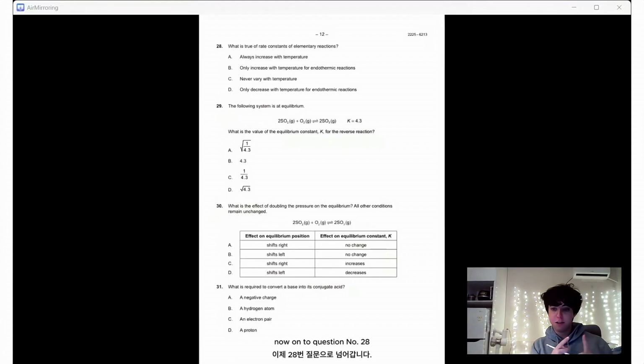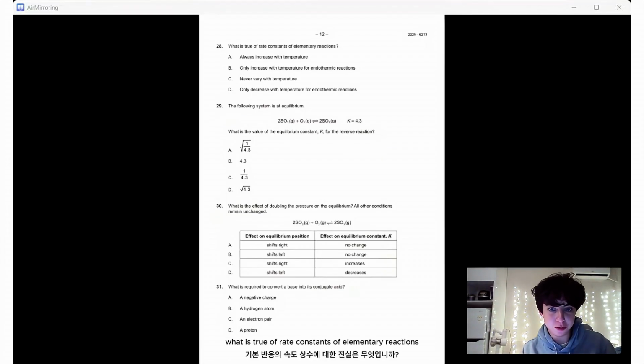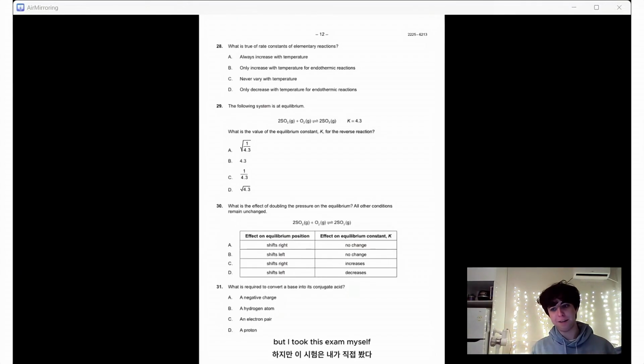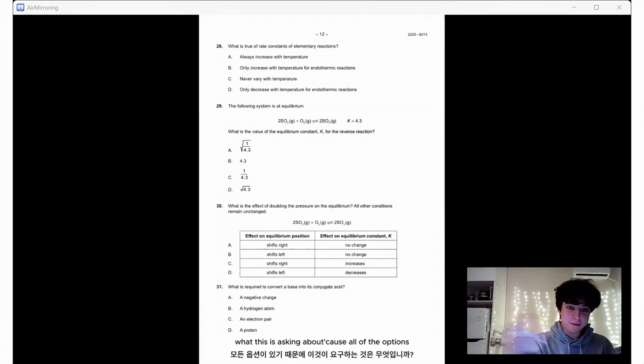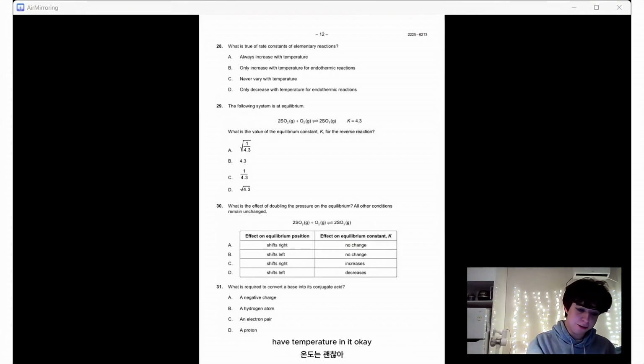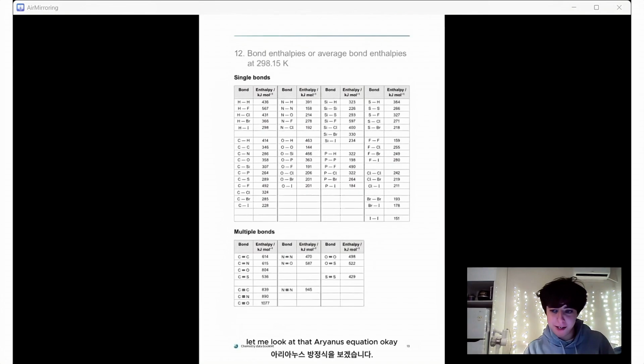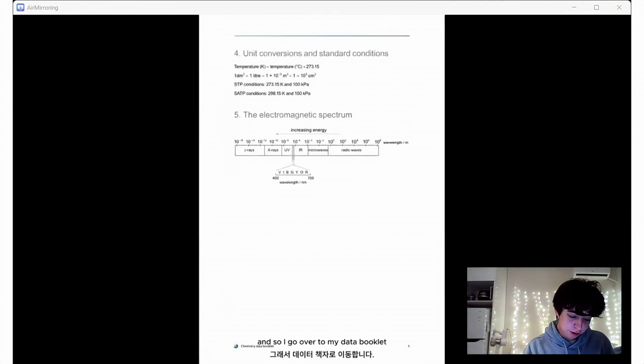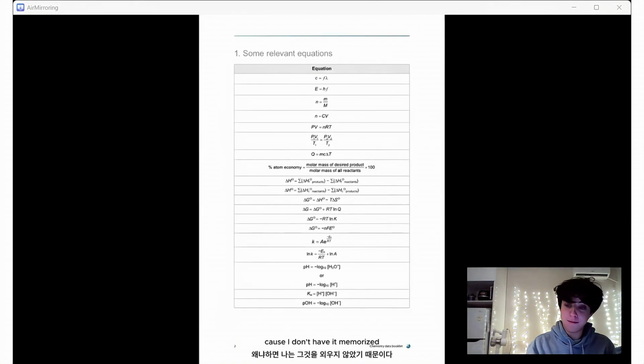Now on to question number 28. We have: what is true of rate constants of elementary reactions? Okay, full disclosure here, when I took this exam myself, this one got me. Why? I'll explain. Immediately you're like, okay, rate constant, temperature. That's basically what this is asking about because all of the options have temperature in them. So I'm thinking, okay, let me look at that Arrhenius equation. And so I go over to my data booklet because I don't have it memorized.